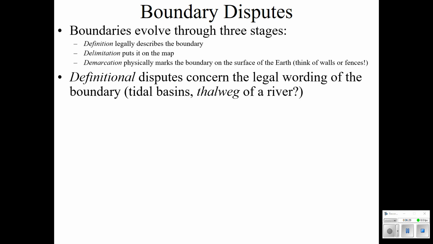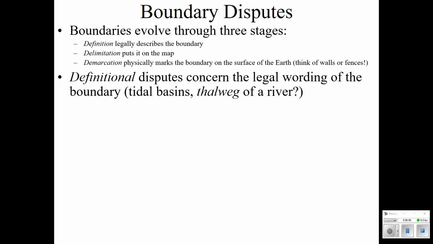Demarcation is a physical boundary, and this is where we talk about not just boundaries and borders, but barriers: erecting a wall, putting up a fence, marking it with stones. All across New England, you'll see that farms are demarcated where one farmer's territory stops and the next begins. They'll build these stone walls, or they'll plant trees to actually physically mark the boundary, and that's demarcation.